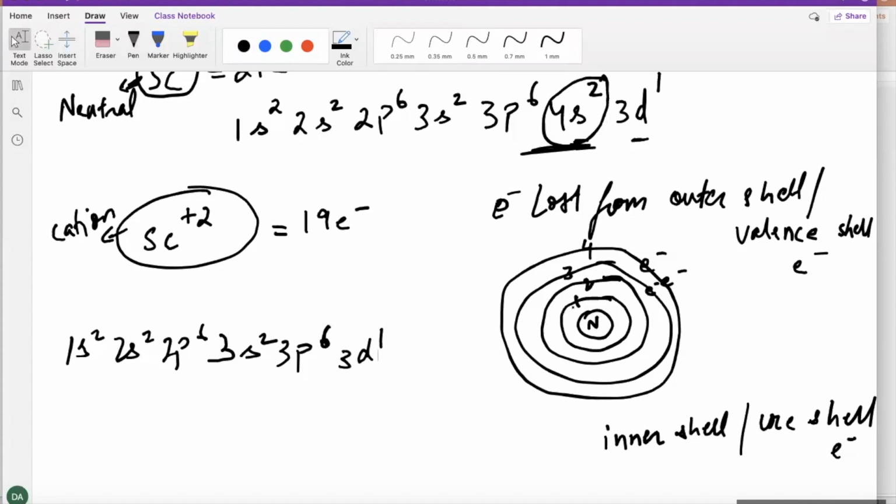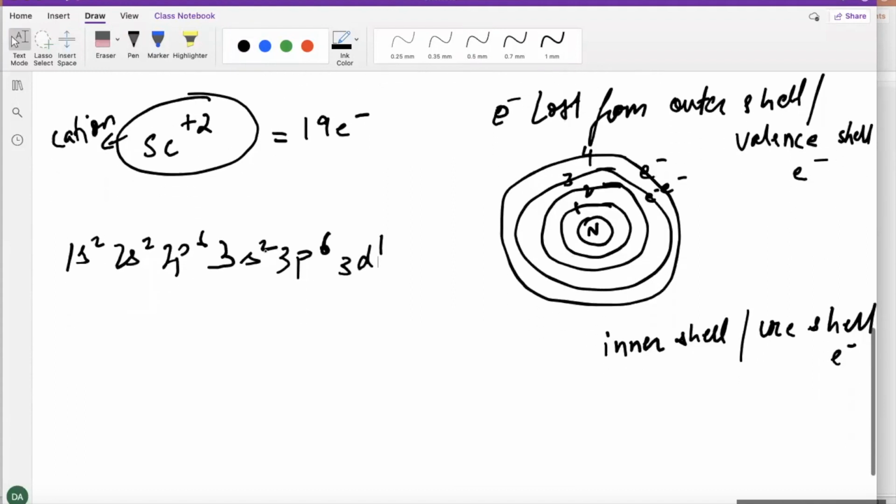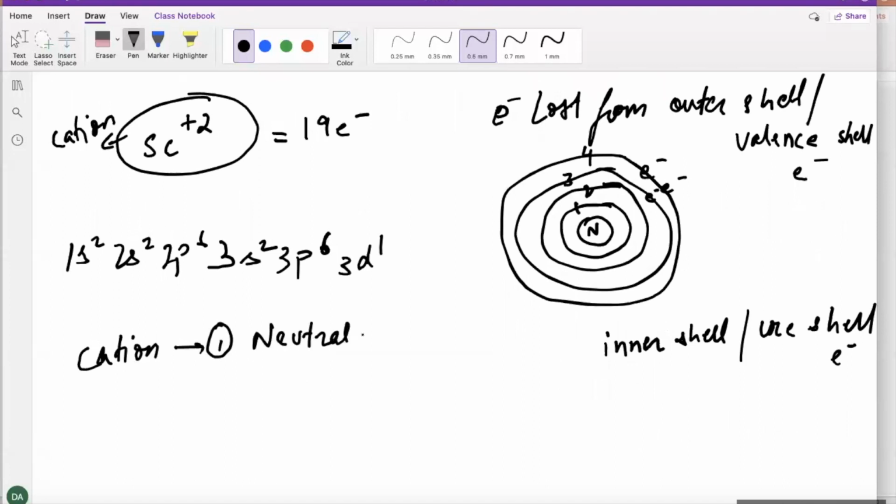So guys, this is what you've got to remember: whenever you're doing the positive ones, the cations, always write the neutral atom first, and after that remove electrons from the outermost shell.